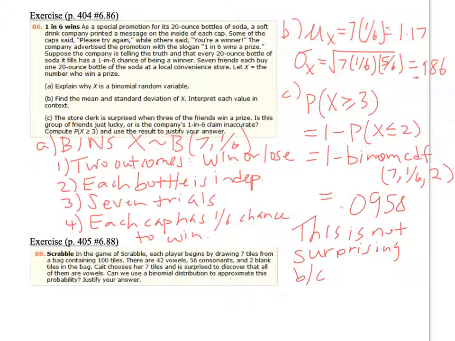Because the probability is greater than 5%.